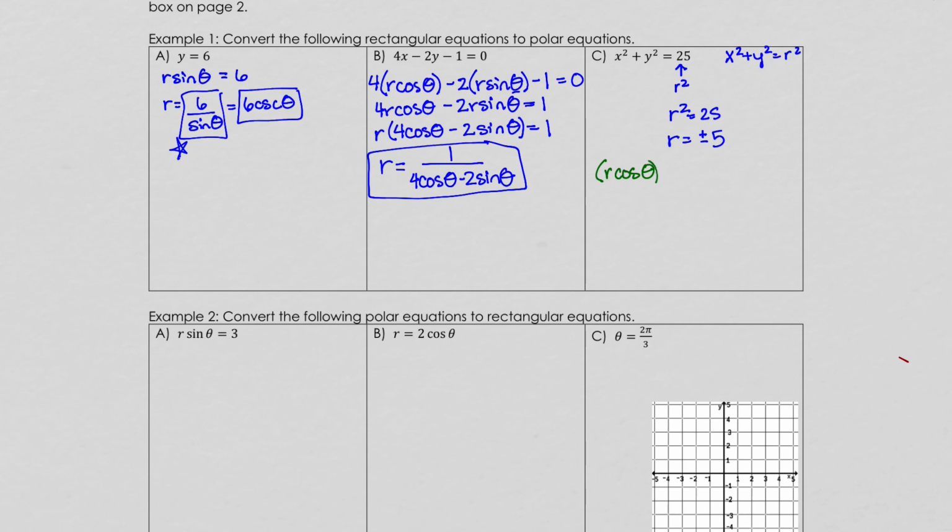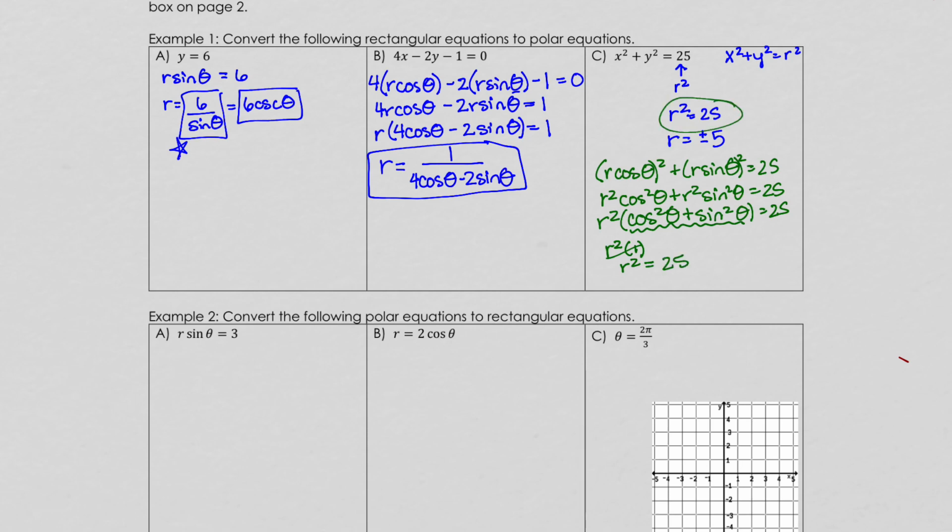r cosine theta squared plus r sine theta squared equals 25. So I have r squared cosine squared theta plus r squared sine squared theta equals 25. Take r squared out of both things. This is an identity. Cosine squared plus sine squared is 1, so I have r squared times 1, which is just r squared, and we end up with that same bit right there.